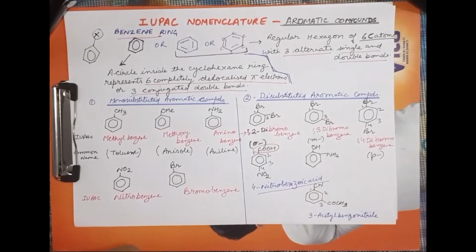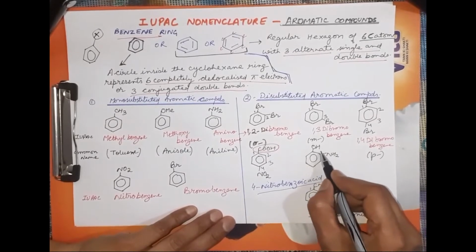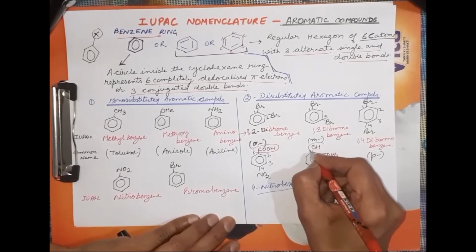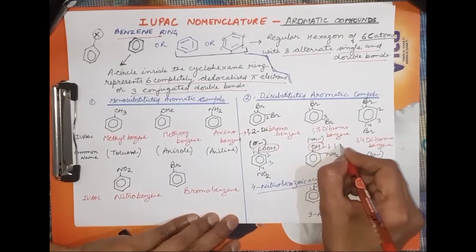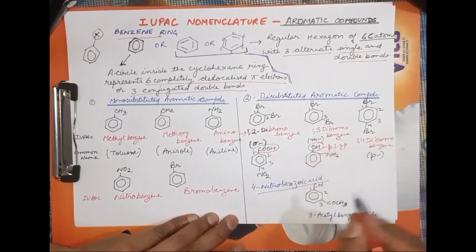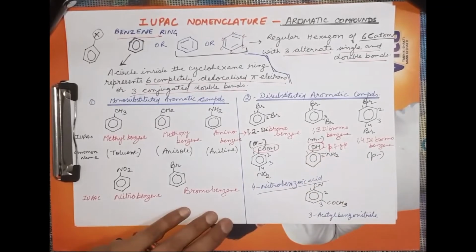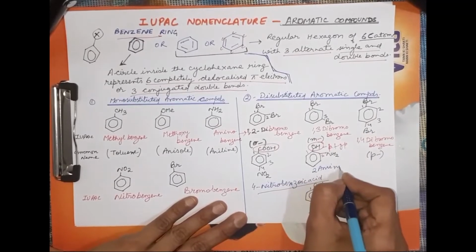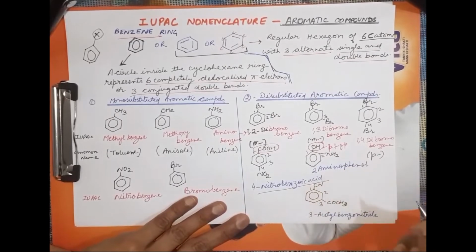Then in this case, benzene is having two functional groups, OH and NH2. Then we have to decide which one is the principal functional group. So OH comes above the NH2 group. So this is the principal functional group. So this will be given the position 1 and this will be given 2. Then the name will be 2-aminophenol.